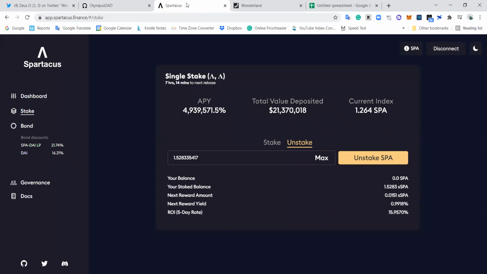So I'll use another example here, right, of Spartacus. Now, I'm not trying to shit on Spartacus. I think there are many small Olympus DAO forks right now that I could have picked, but I'm just picking this one. Spartacus is on Phantom, and I've put a small amount of money in here to test this out and see how this works. But the point is, for Spartacus, you can see that the bond discounts right now are like 21%, where the ROI for just staking is 15%. Now, you might look at the APY and go, wow, this APY is nearly 5 million. That's amazing. But actually, it doesn't make any sense right now for Spartacus for you to just stake.